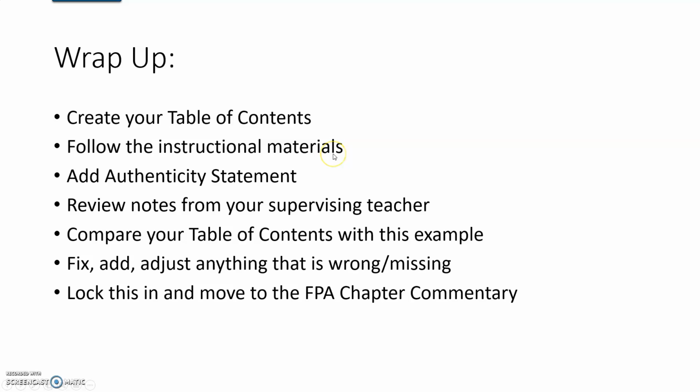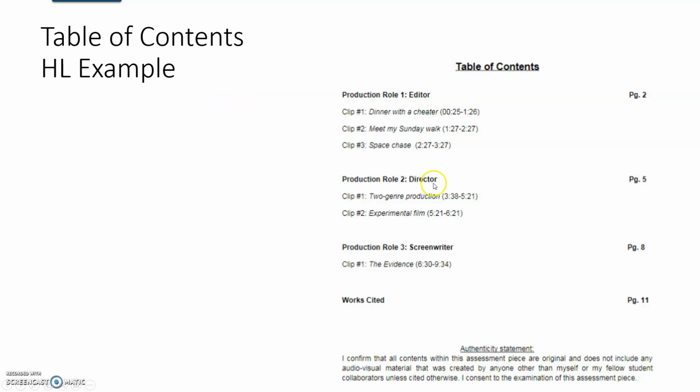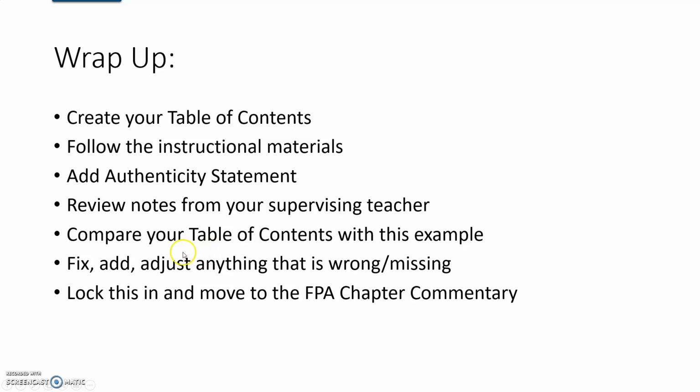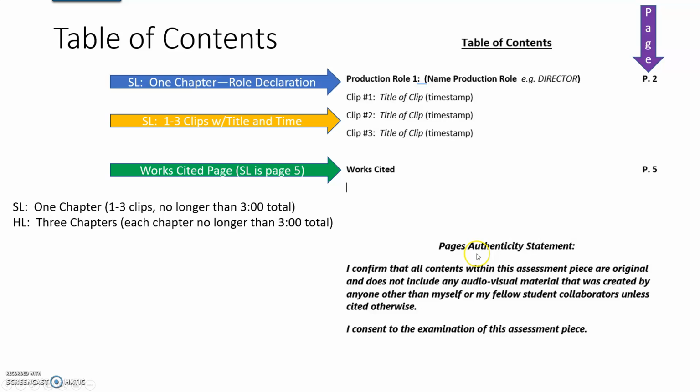Follow the instructional materials. You have the guides and the exemplars and PowerPoints and live lessons, all talking about how to assemble this. Add the authenticity statement if you have not. Review the notes from your supervising teacher if there are any. Compare your table of contents with the example, whether it's higher level or standard level, depending on your level of testing. Fix, add, or adjust anything that's wrong or missing, and then lock it in, and then move to your FPA chapter commentary. That's all you have to do for your table of contents.